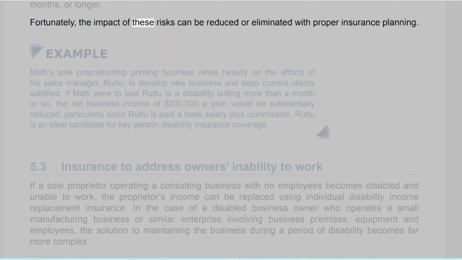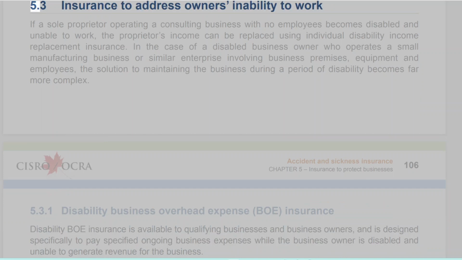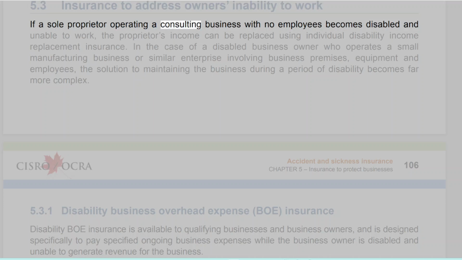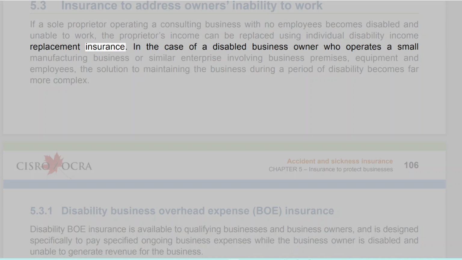Fortunately, the impact of these risks can be reduced or eliminated with proper insurance planning. 5.3 Insurance to address owner's inability to work. If a sole proprietor operating a consulting business with no employees becomes disabled and unable to work, the proprietor's income can be replaced using individual disability income replacement insurance.